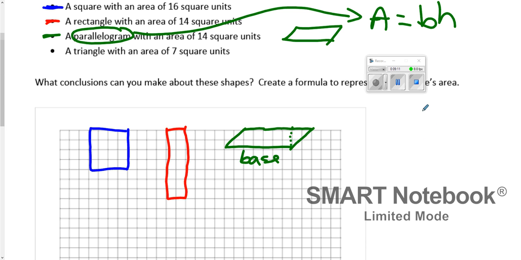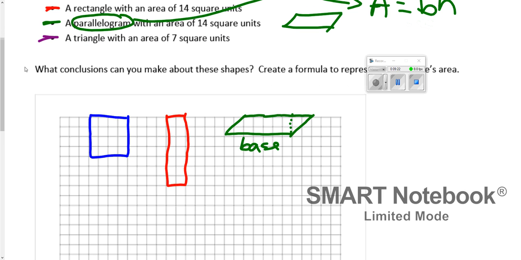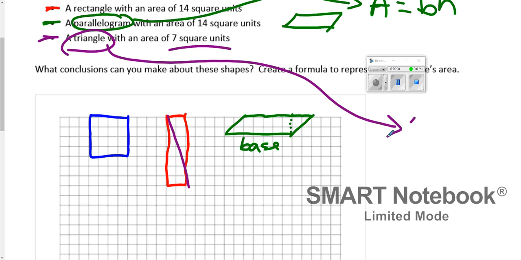And now we need a triangle with an area of 7. So this is going to be tough because when you draw a triangle, it's going to cut off some of the boxes. But there's a trick to this. If this red rectangle is 14, well, if I cut that in half with a diagonal line, then I have 2 triangles, and each one of those has 7 units. And that's also where the area formula for a triangle comes from.